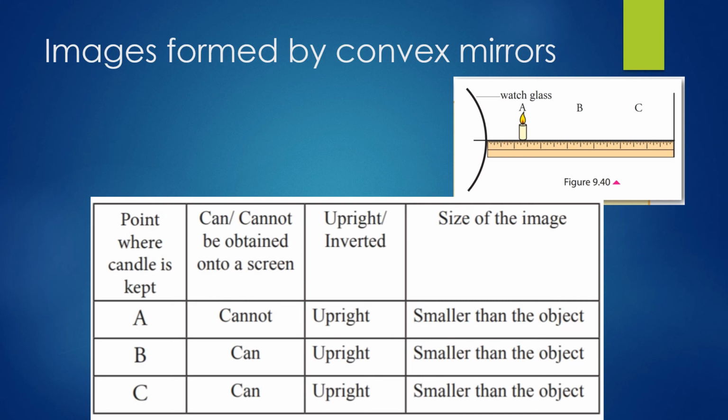And also it is a virtual image. You can't capture the image on a screen, like with the concave mirror earlier. So it is a virtual image, the size of the image is smaller than the object, and it is an upright image. So these are the features of the images formed by the convex mirrors.